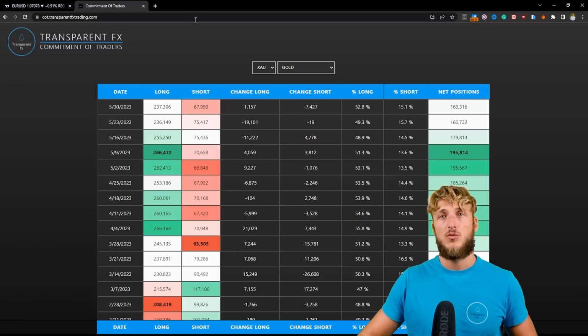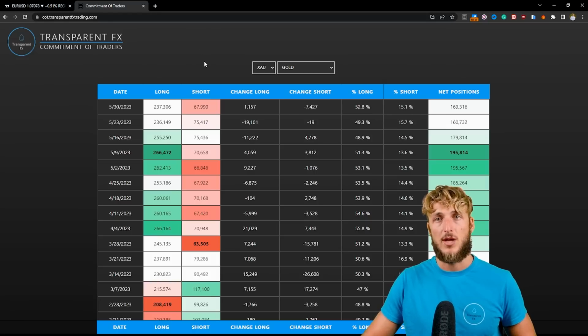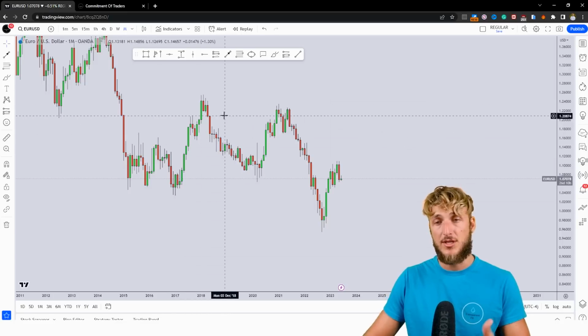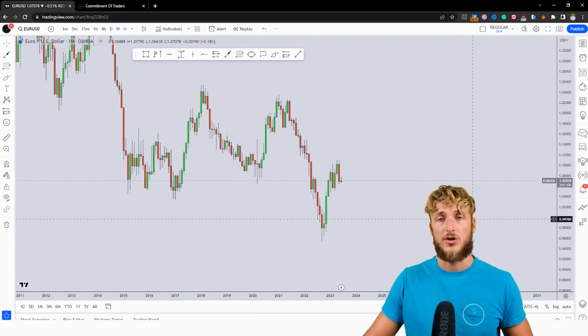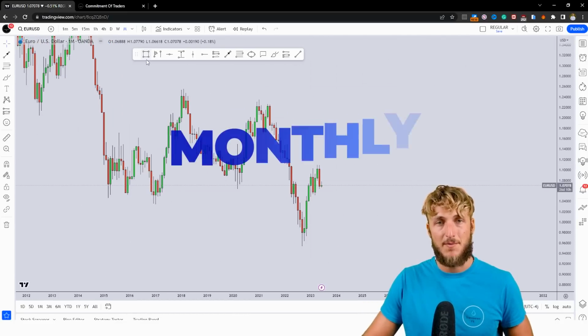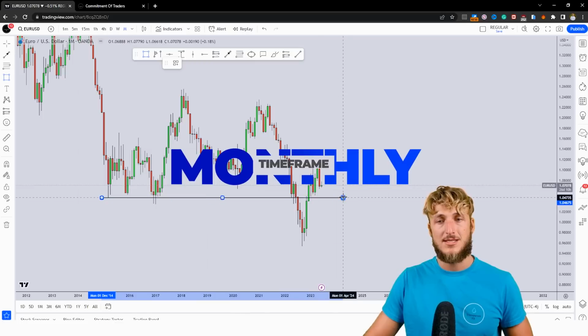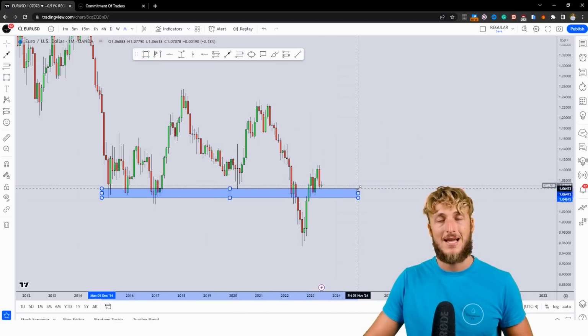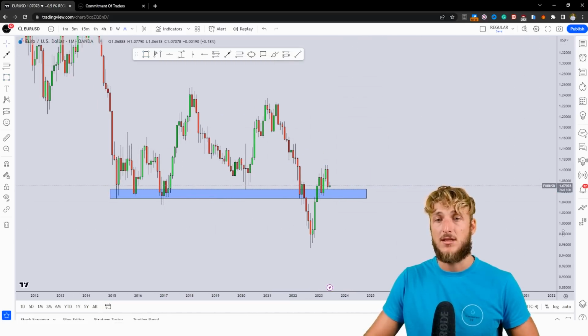And by the end of the video, by using the combination of these two different types of analysis, we will try to understand where we have the highest probabilities for the next potential move here on this pair. Now, starting from the monthly time frame, what we can see is that we have a market which is currently testing a quite strong monthly structure level.